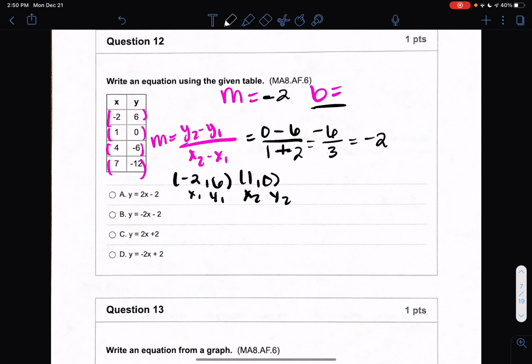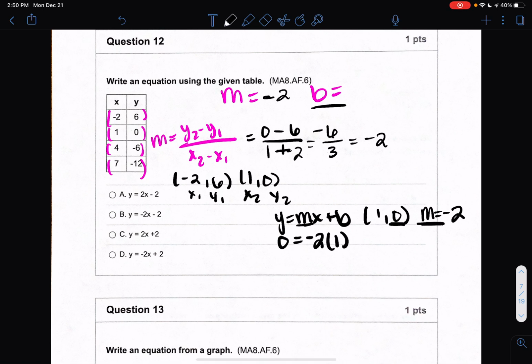Now I still have to find my y-intercept, and if I look at my x values, none of them are 0, so I can't figure out what my y-intercept is by the table. What I have to do now is use y is equal to mx plus b, and use one of my ordered pairs. I'm going to use 1 and 0, and my slope that I found, which is negative 2, and plug that into my formula to solve for b. So I have 0, which is y, is equal to negative 2, which is my slope, or m, times 1, which is x in my ordered pair, plus b.